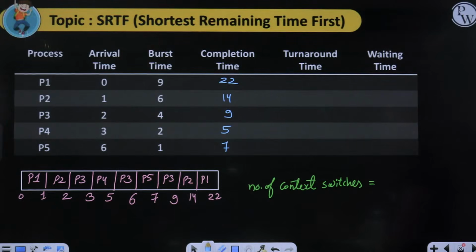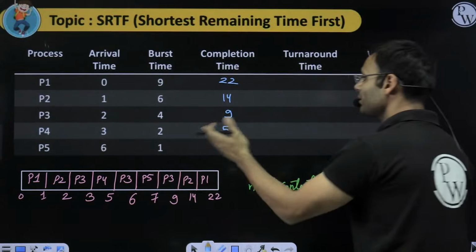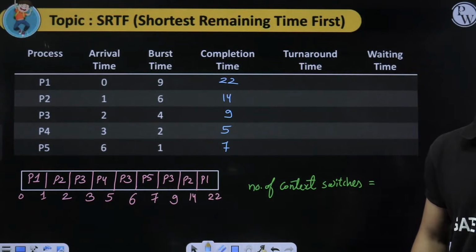Shivansh has written the completion time, but Shivansh, P5 is arriving at 6. How can you execute P5 till 5 time units? You tell me, is it possible to execute a process which has not yet arrived? Before it even arrives, you have completed it. P5 arrives at 6. Its completion time cannot be lesser than its arrival time.